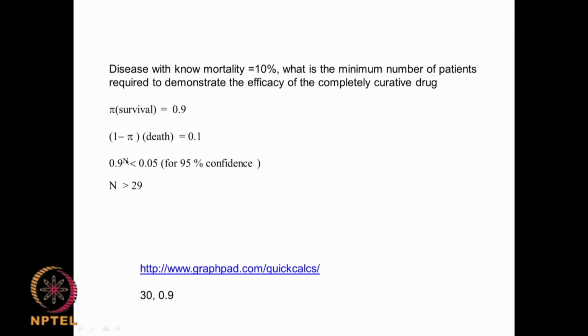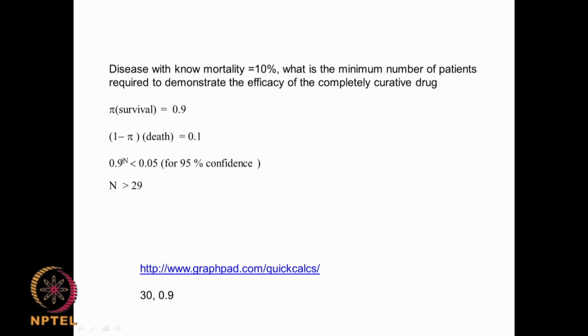So if I take n patients and survival probability for each of the patients is 0.9, so it will become 0.9 into 0.9 into 0.9 raised to the power n. Now this should be less than 0.05 because why? 0.05 is 5%, that means that gives you 95% confidence. Do you understand? So this mortality is 10%, that is 0.1. So survival is 0.9. If I call pi survival as 0.9, 1 minus pi death is equal to 0.1.